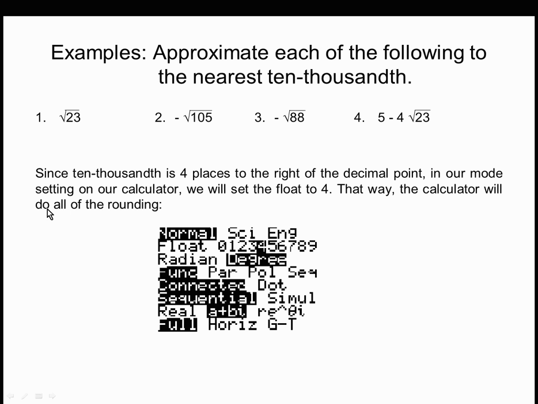Okay, so 10 thousandths again. This is our setting on the calculator. It's 4 places right of the decimal point. In our mode setting on the calculator, we can set the float to 4. That way the calculator will do all the rounding. Now again, remember, the calculator will keep rounding to 4 places until you move the float back to float.